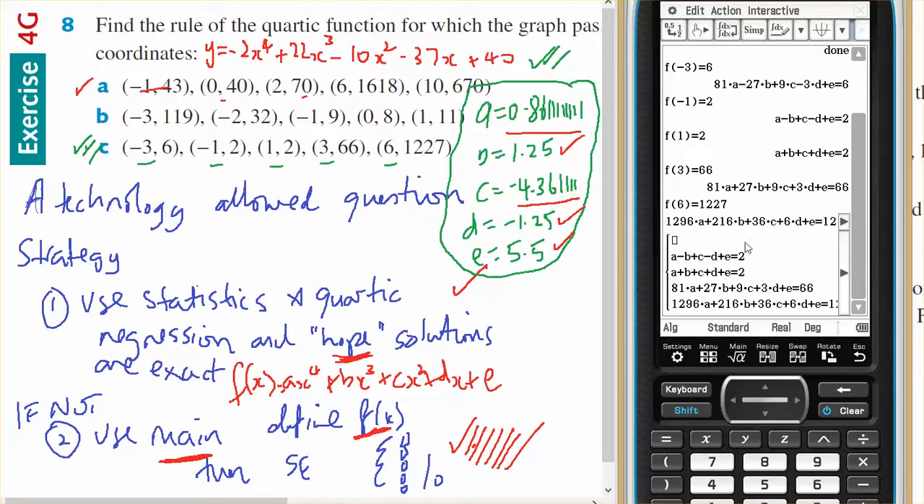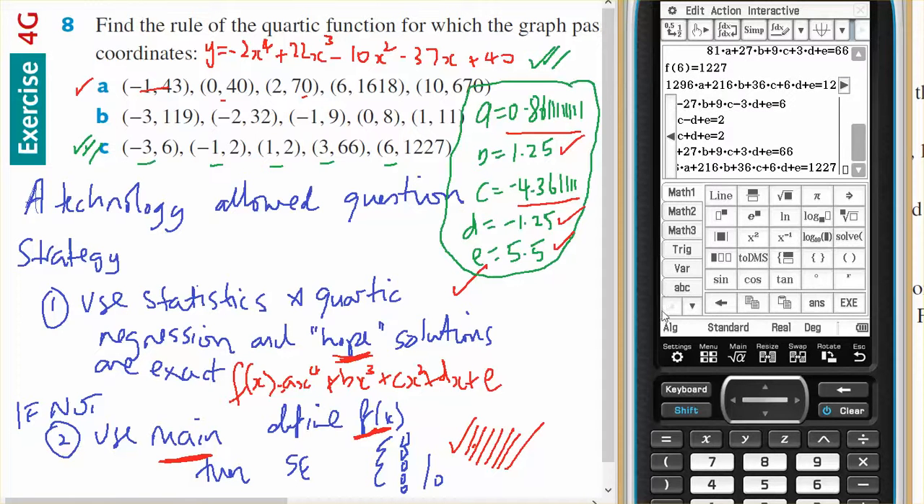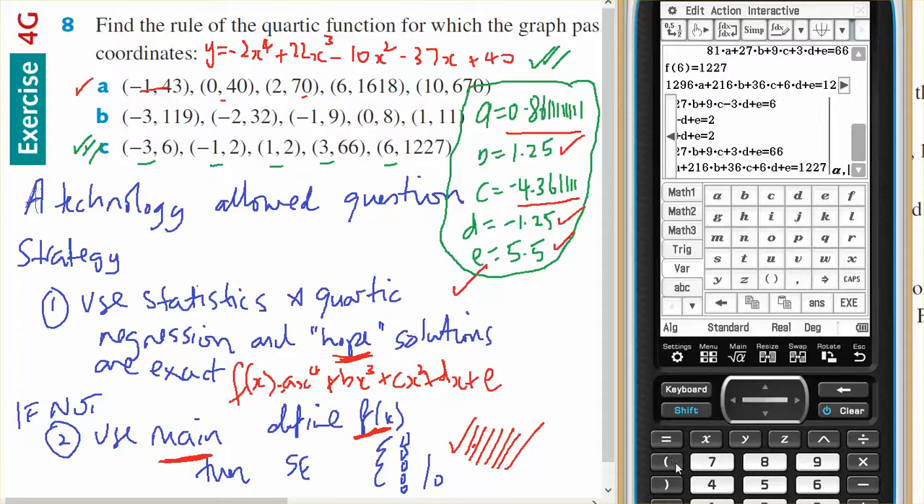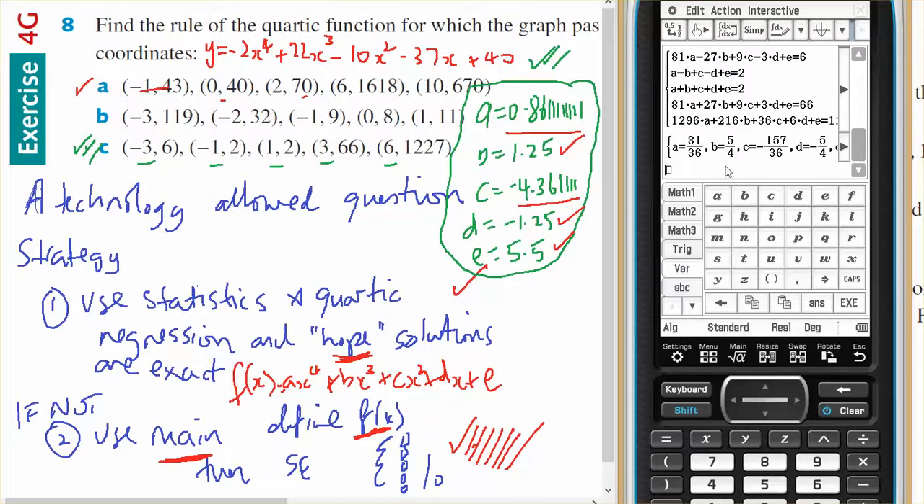And did you notice that by turning off the keyboard and making this full screen, I can actually see all of my equations at the top and I can drag them all down in there, and I'm going to solve this for A, comma, B, comma, C, comma, D, comma, E, and when I press EXE here I get my exact answers, and notice A was 31 on 36.